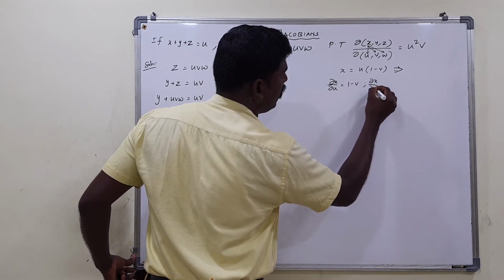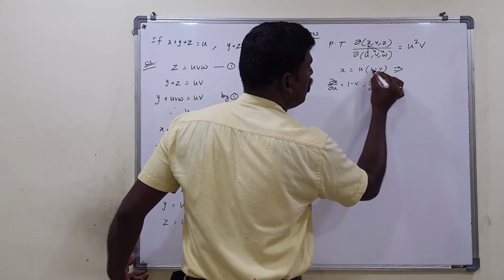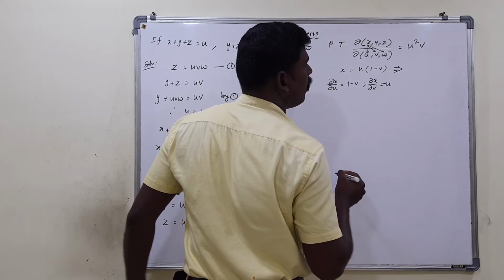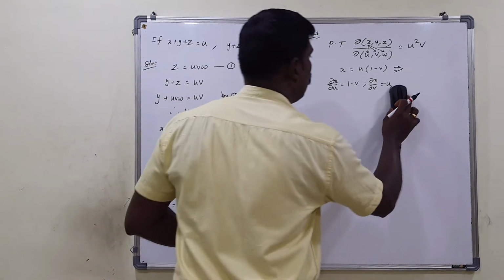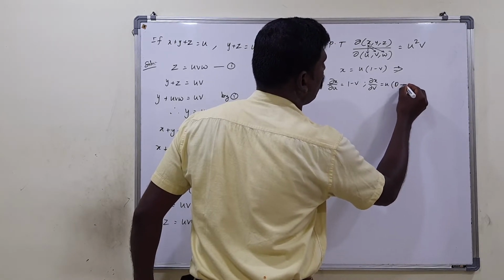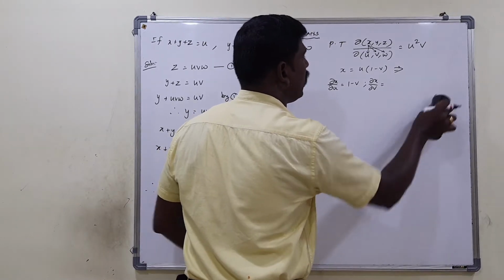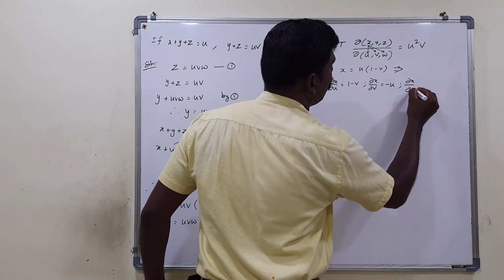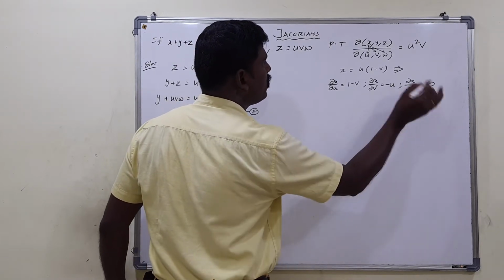Dou x by dou v is equal to, u is a constant, it is in product, so we keep it the same. This 1 becomes 0, minus v becomes 1, so minus 1. So the value is minus u, right? Isn't it? u into 1 becomes 0, minus v becomes 1, so minus 1. So u into minus 1 is minus u. So I write it directly, it is minus u. And then dou x by dou w. There is no w term here, so the partial derivative of x with respect to w is 0.